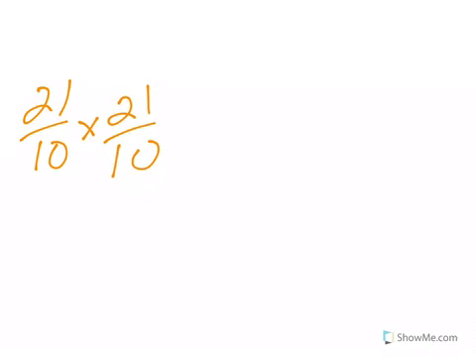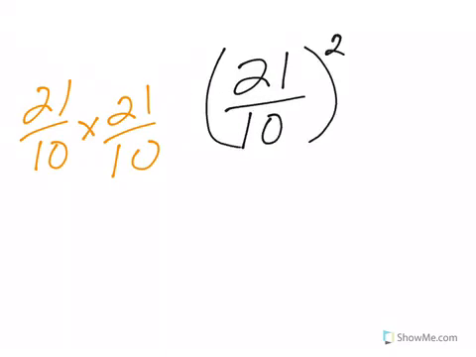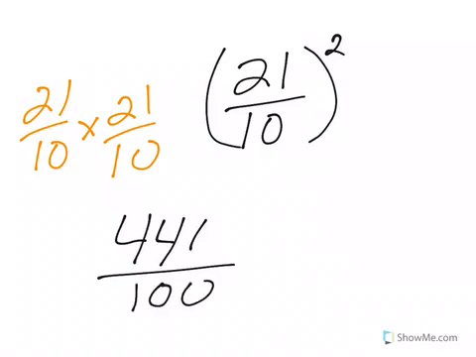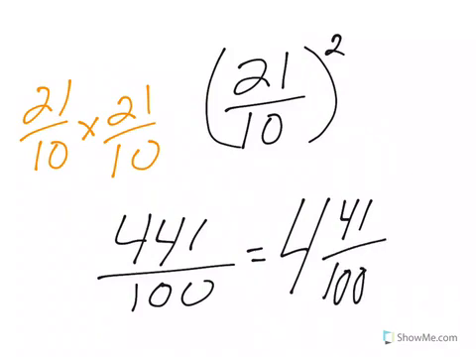Okay, here's another example. 21/10 times 21/10. Well, if we're going to write that, we would have, obviously, 21/10 as a fraction, so we'll put it in parentheses, squared, because there's 2 of them. So if we multiply across, 21 times 21 is going to be 441. 10 times 10 is going to give us 100. 100 goes into 441 4 times. You have 41 left over because 100 times 4 is 400. 41 hundredths, which is in fact in simplest form.